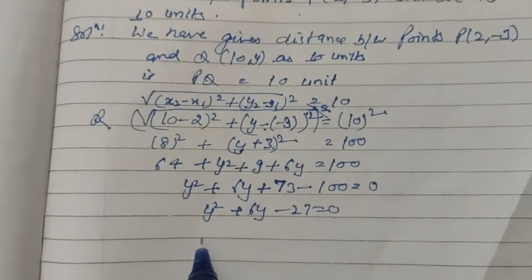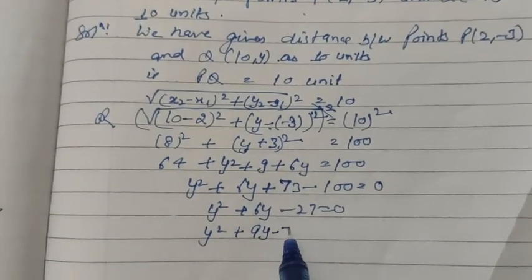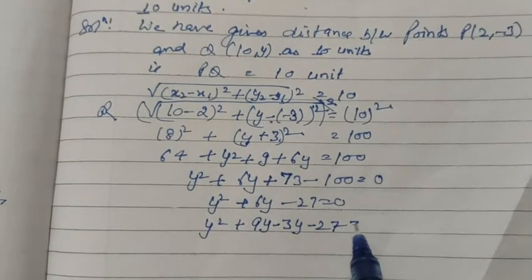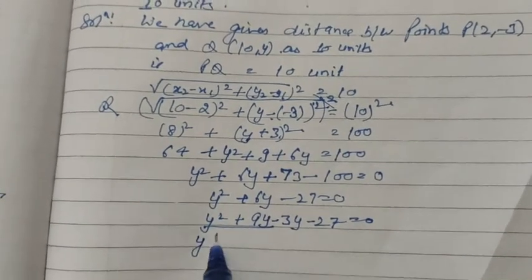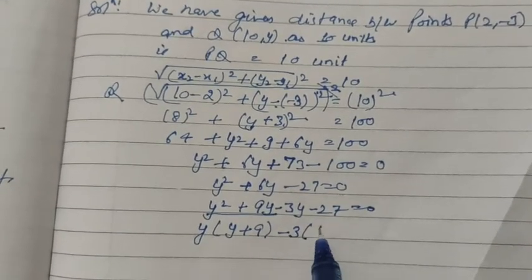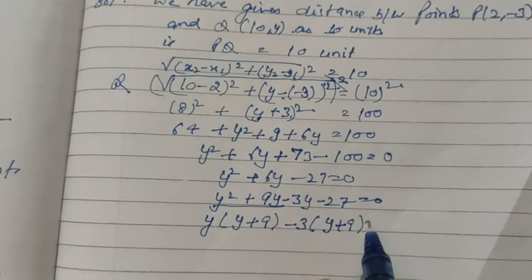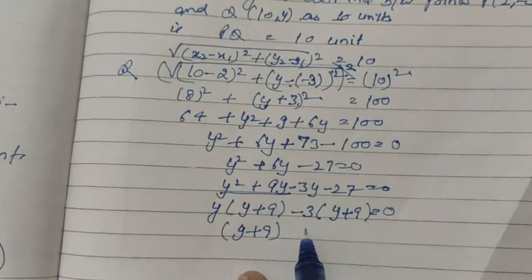So we have two such numbers: 9 and minus 3. So 9y minus 3y minus 27 equals 0. We can take y as common from these first two terms, so y into (y plus 9), and here we can take minus 3 as common, so minus 3 into (y plus 9) equals 0. Here y plus 9 can be taken as a common factor from the whole equation.